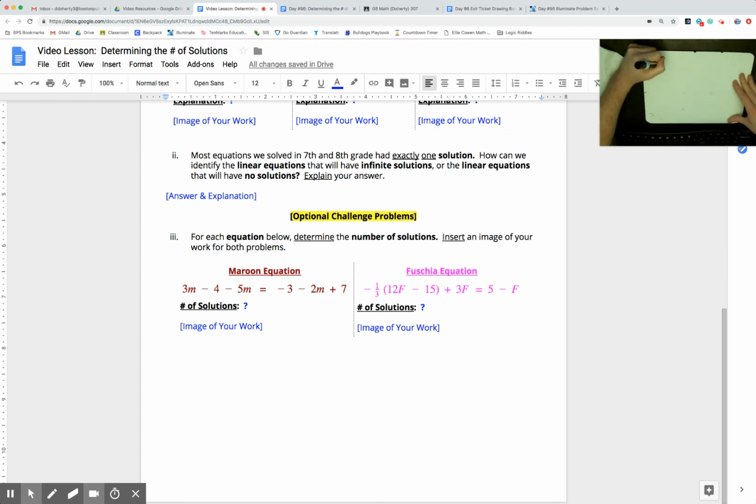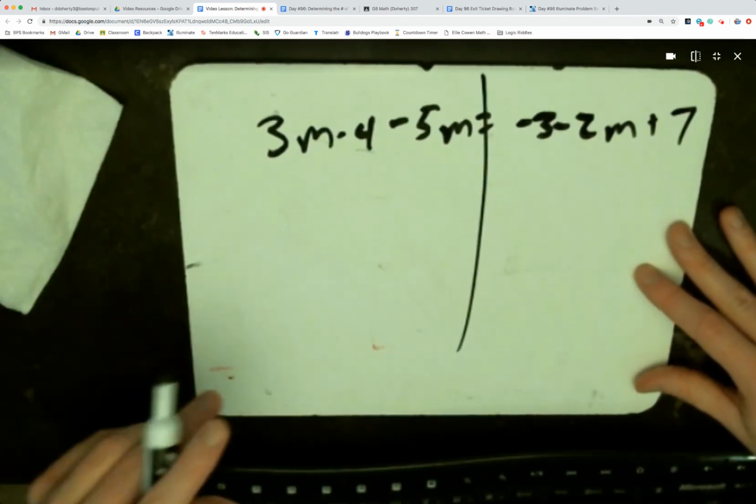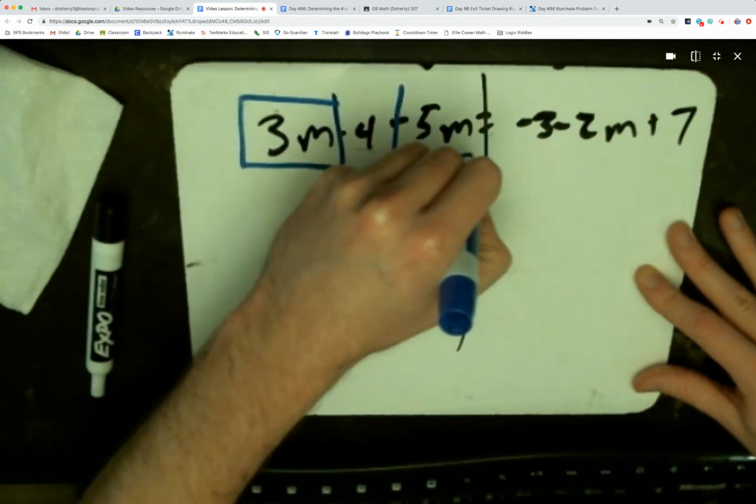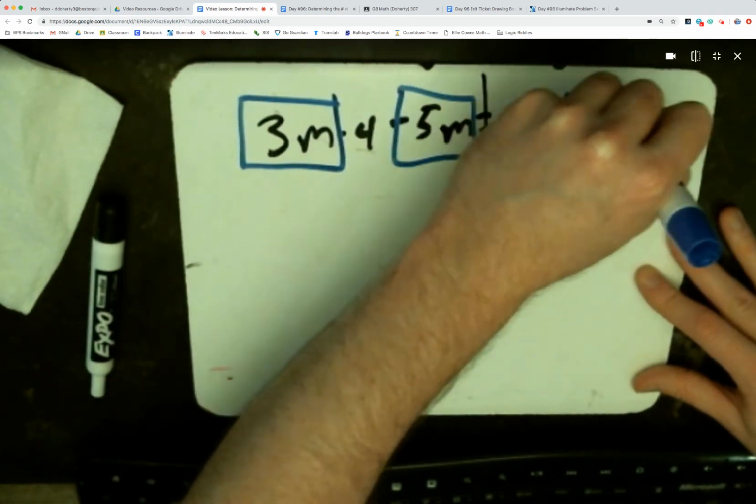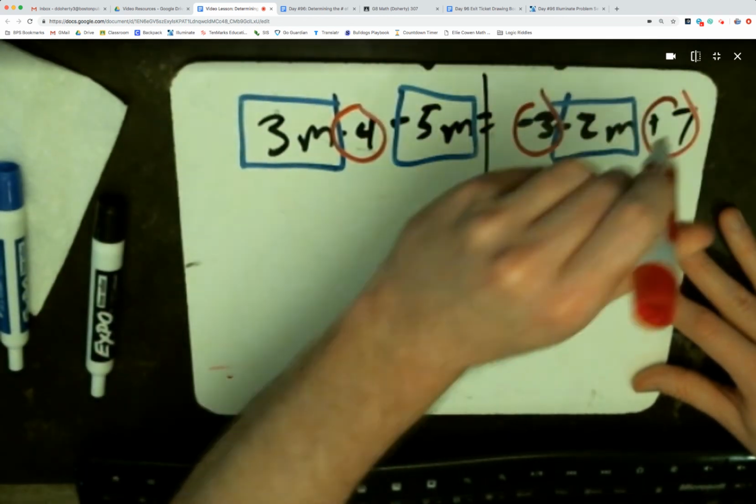So if you have 3m minus 4 minus 5m equals negative 3 minus 2m plus 7, you should be pausing this video, trying to figure that out on your own. How many solutions will this equation have? So hopefully you figure this out on your own. You should see there are 3 variable terms, 2 on the left expression, 1 in the right expression, and there are also 3 constant terms, a negative 4 and negative 3, a positive 7.